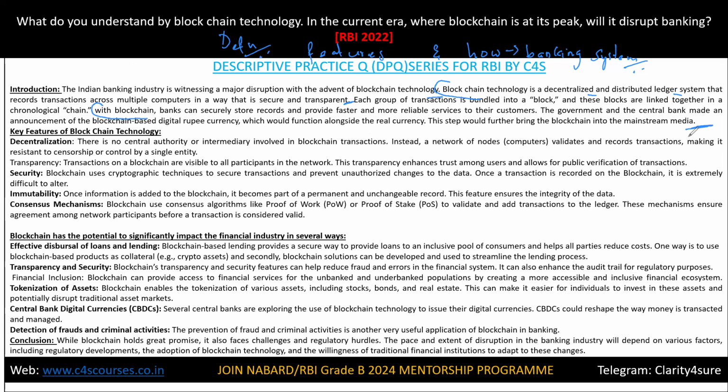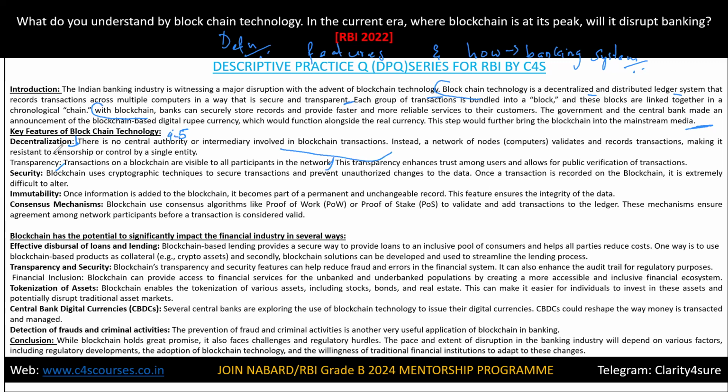Next, what are the features of blockchain technology? You can give 4 to 5 points, students. One is decentralization. There is no central authority or intermediary involved in blockchain transactions. Instead, a network of nodes validates records and transactions, making it impossible to censor or control by a single entity. Next point is transparency. Transactions are visible to all participants in the network. This transparency enhances trust among users and allows for public verification of transactions.